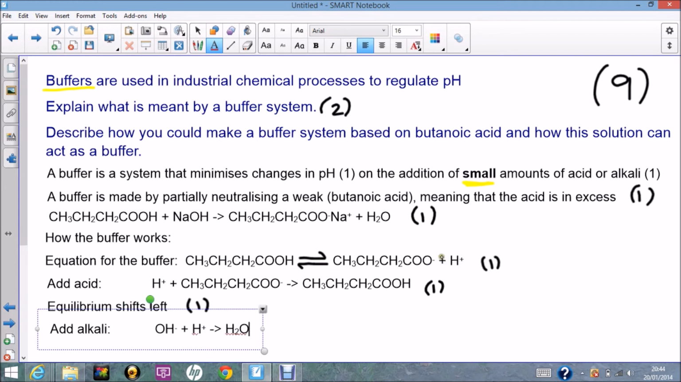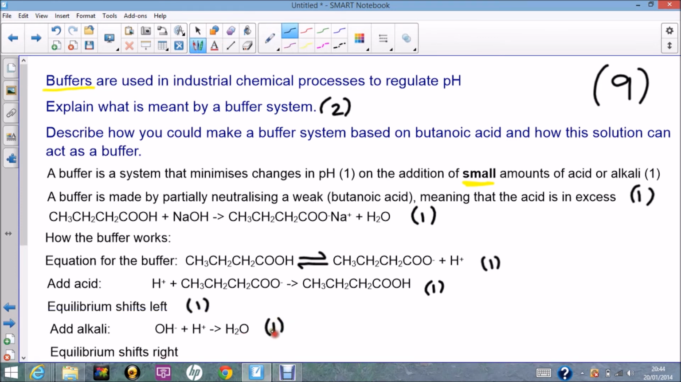So if you think again about equilibrium, if we are decreasing the concentration of H plus because they're reacting to make water, this equilibrium is going to want to restore that concentration of H plus, so it's going to shift right. There are final marks. Again, 1 for that equation and 1 for what happens to equilibrium. And that should be 1, 2, 3, 4, 5, 6, 7, 8, 9 marks in total.